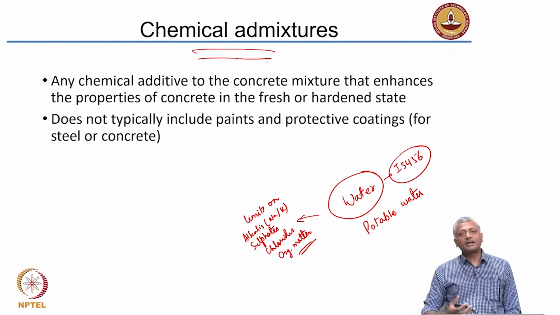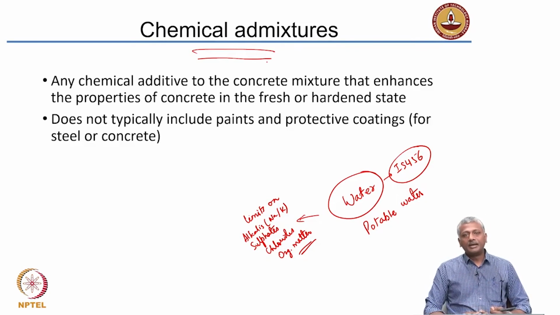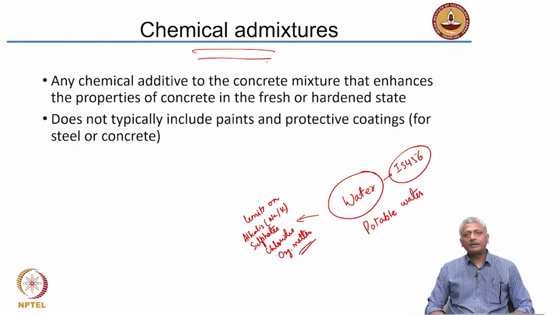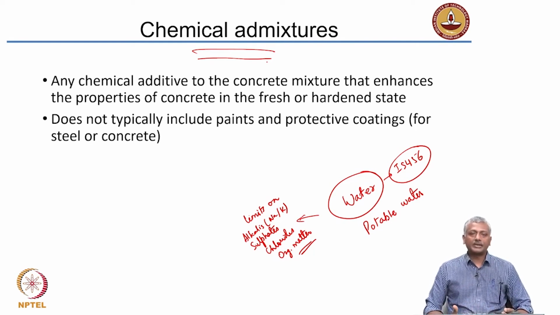Chemical admixtures are chemicals that you add to the concrete mixture at the point of mixing. These admixtures are added from the point of view of improving certain characteristics of concrete. One could be workability, the other could be strength, and so on. It does not include paints and coatings because those go on the surface after the concrete is hard. These are the materials that are added along with the concrete at the time of mixing the concrete ingredients together.